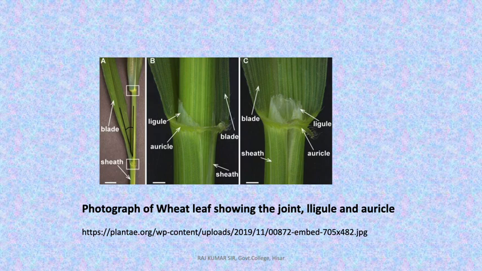In this photograph, we observe three images. The first image shows the blade and the sheath. The second shows the leaf blade, ligule, auricle, and the sheath. In the third image, the stem axis has been removed, and we can easily observe the blade, ligule, the auricle, and the leaf sheaths.